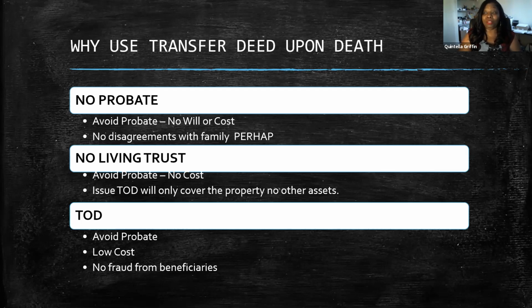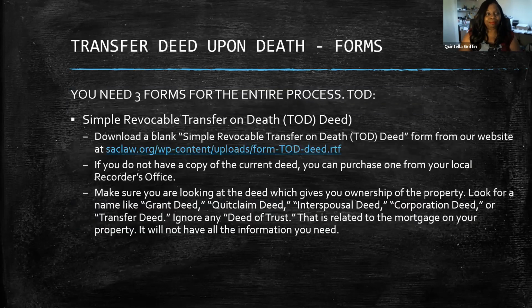With the TOD, the great thing about this, I love this document, is that it names the beneficiary in the deed. So there's no way to say that this is not the correct beneficiary unless somebody forced the owner of the house to fill out this form in front of a notary and recorded it. But, all right. So let's go to the next topic.